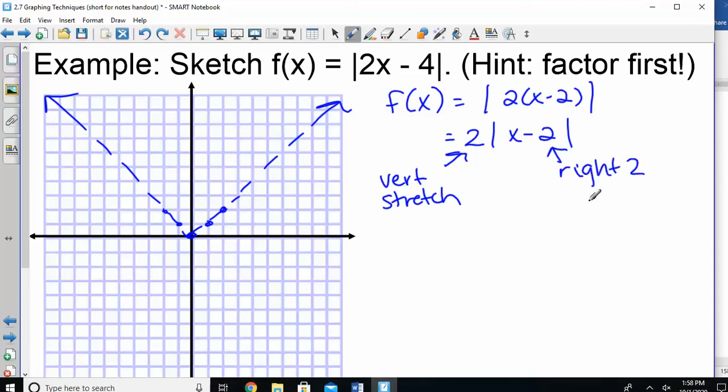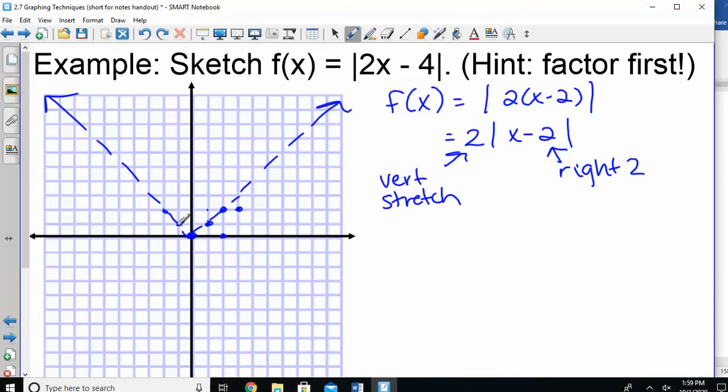Okay. So, it's a 2-step process. I take my point. Vertical stretch of 2 just means take your y times 2. 0 times 2 is still 0. And then move it right 2. So if we take 1, 1, take your y times 2, that goes up to 2, and then we move it right 2. You guys see what I'm doing there?